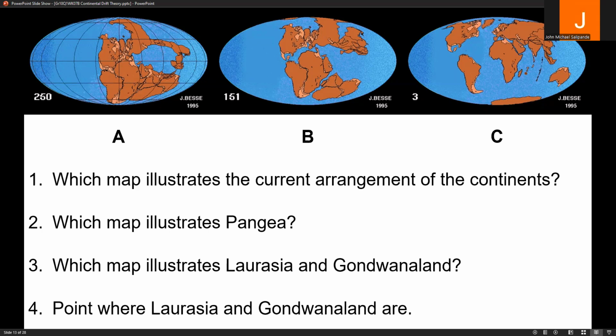Number two, which map illustrates Pangaea? When you say Pangaea, that's one supercontinent wherein the seven continents were connected together. That's map letter A. Number three, which map illustrates Laurasia and Gondwanaland? Obviously, that's letter B. You see the division between northern Pangaea and southern Pangaea.